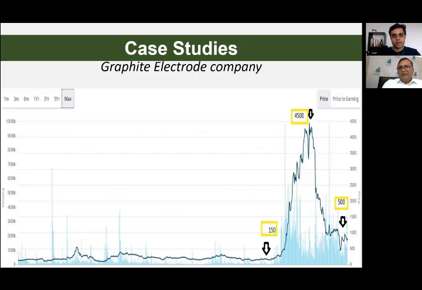At 150, the PE of the stock was 150. At the price of 150, the PE of the stock was 150. It was earning 1 rupee. This is an extreme example, but I just want to bring out a very important aspect. At 4,500, the PE of the stock was 5. It was earning more than 800 rupees. All this happened in less than 2 years.